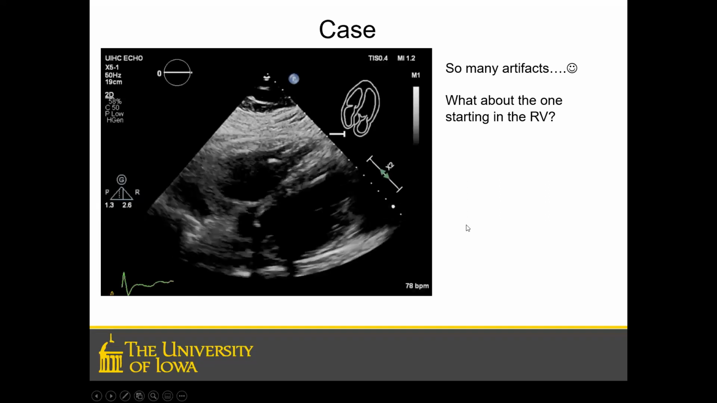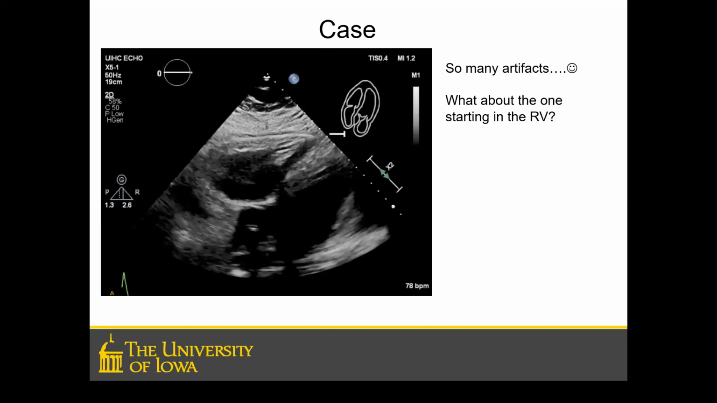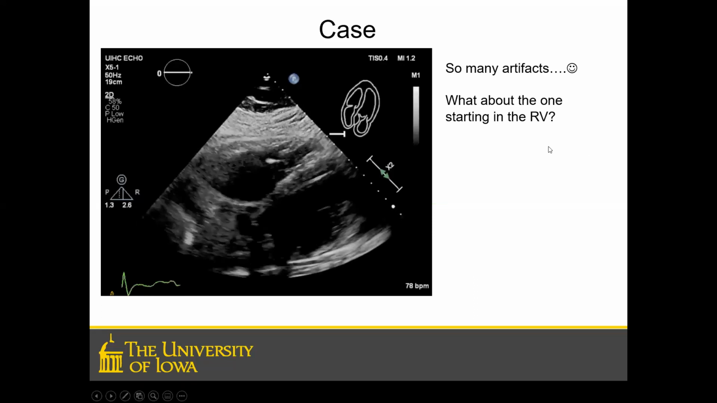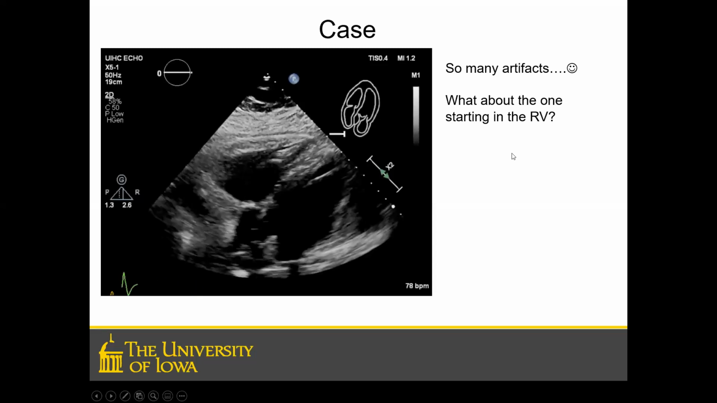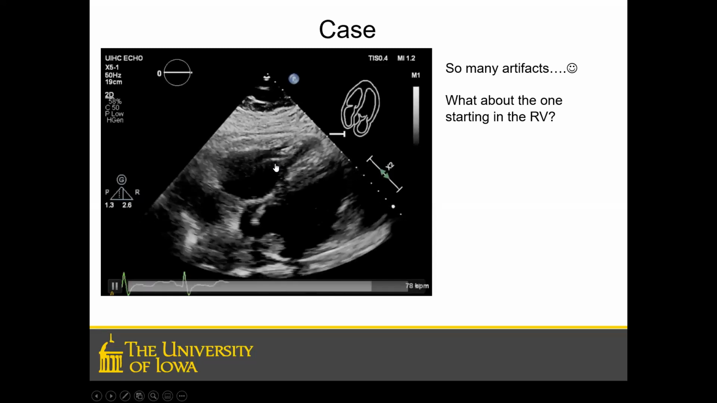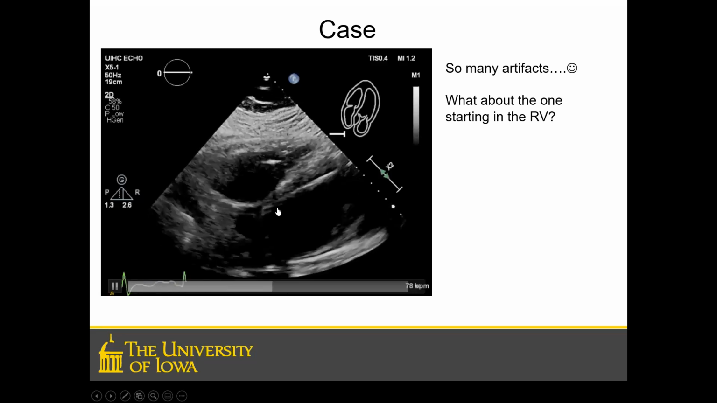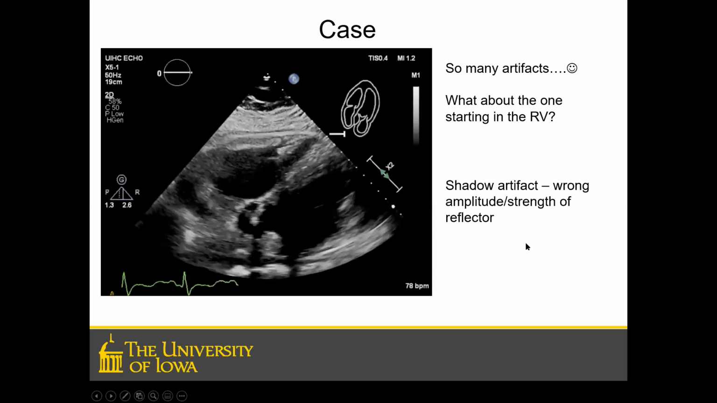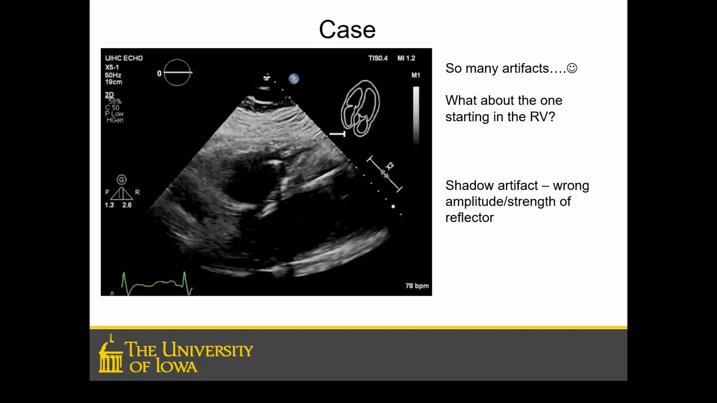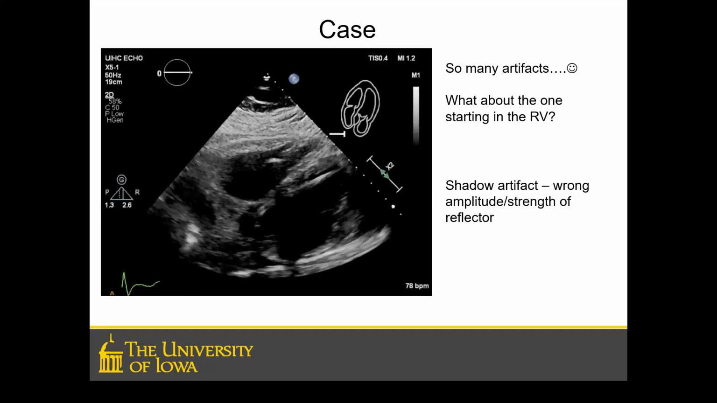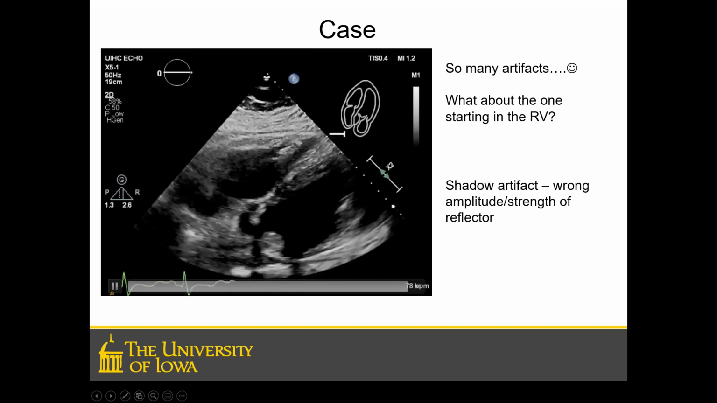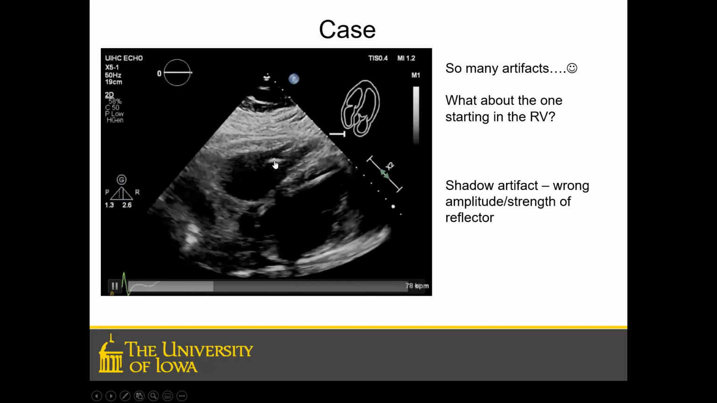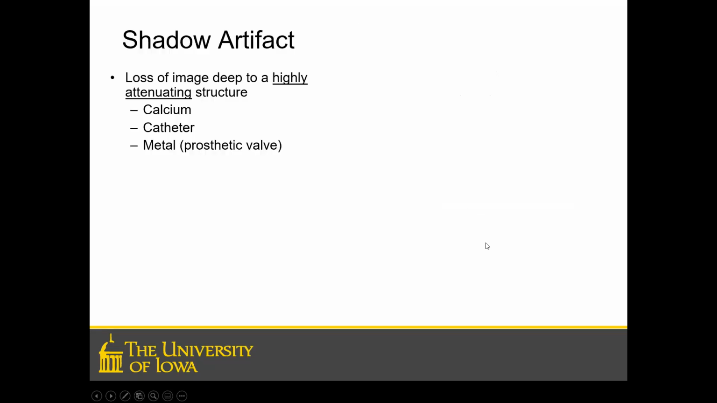All right, so here's the first case we're going to look at. There's a lot of artifacts going on here, which is typical, but we're going to focus on what is this in the RV. So you can use your words and say there's a hyperechoic structure in the RV and it is producing this shadow artifact. You can see the shadowing through the septum. And this, of course, is a shadow. And a shadow is described as echoes having the wrong strength, in this case, no strength because they're missing. And that's because of a highly attenuating structure, in this case, this pacemaker wire.